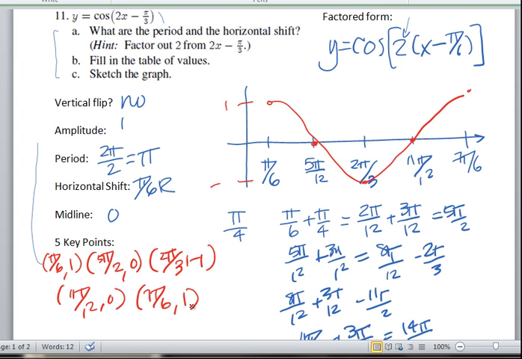Okay? So this is getting to be long, so I'm going to stop here and then record another video on how to do parts D and E where you actually have to solve the equation. Okay?